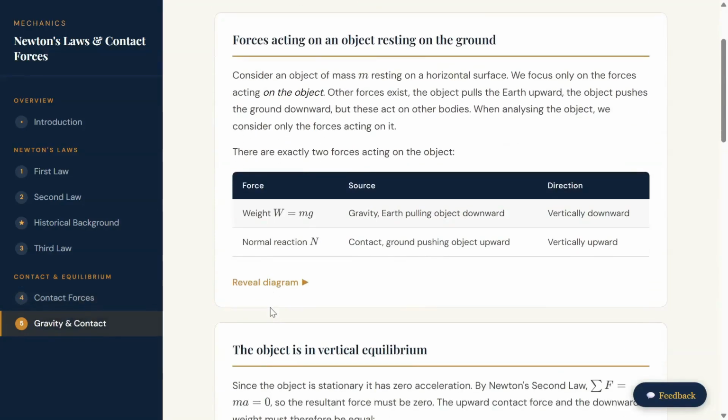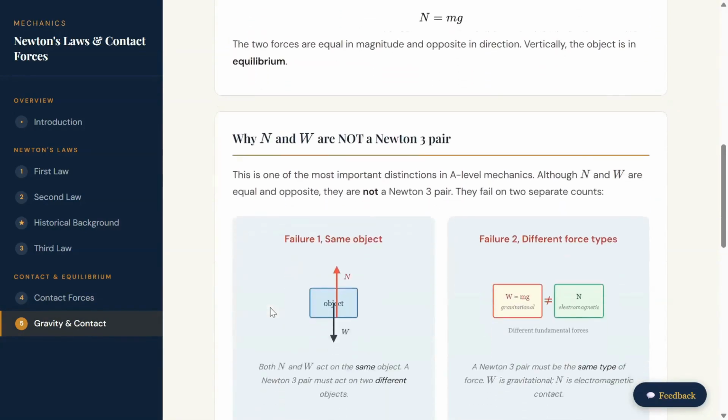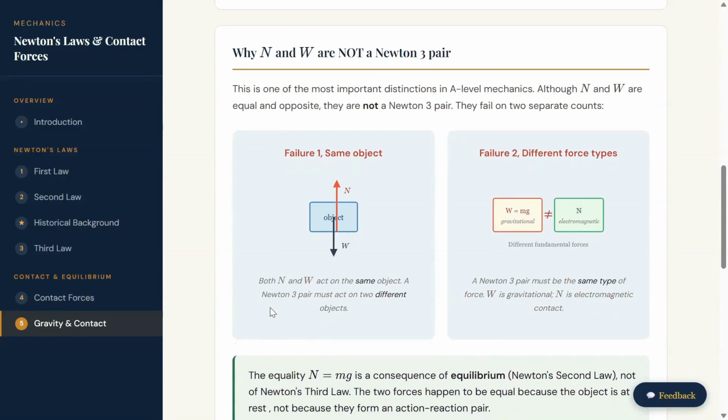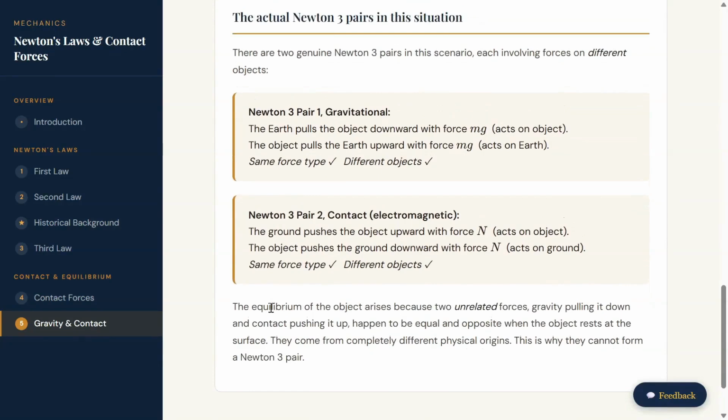However, there are lots of circumstances where we have objects resting on the ground, and we need to understand how to correctly draw the force diagram as a result of the contact force and gravity acting on the object, which is not a Newton 3 pair acting on the object, because the forces are of different type. They come as a result of different causes, gravity and contact, and they're both acting on one object. However, there are Newton 3 pairs in this situation, and this bit of text explains what they are.